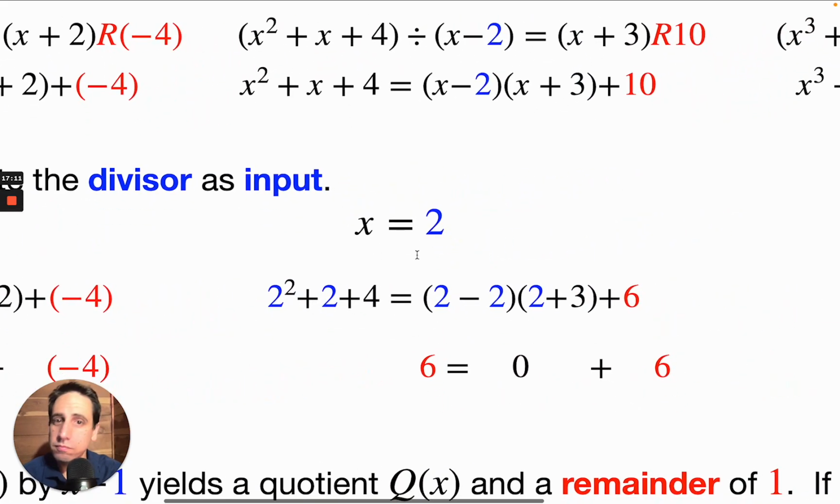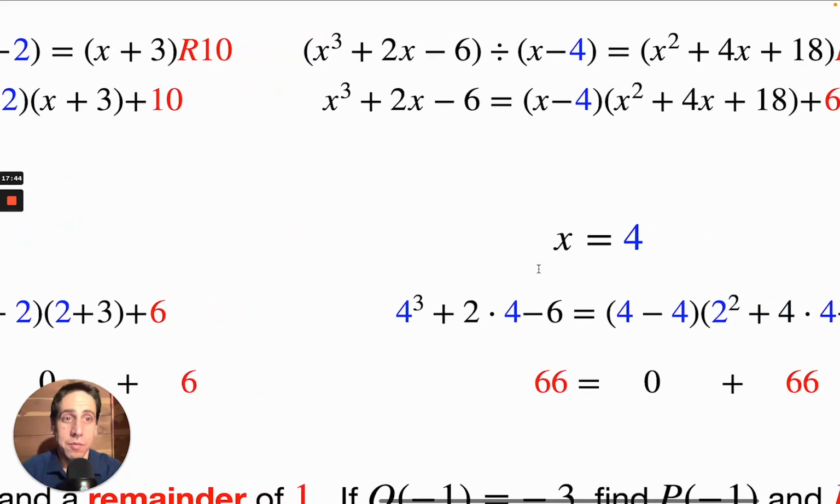Interesting. If the divisor is 2, let's also make it the input. So what happens when we make the input equal to the divisor? Let's substitute in 2. We get 2 squared plus 2 plus 4. And as an output, we get 6. This is the entire function here. When we've rewritten it, we have rewritten multiplication over here. It seems like this 2 minus 2 turns into a 0. And we multiply it by some other number. It doesn't matter what it is, you're going to get 0. So this whole term cancels out, and you're only left with the remainder. One more time.